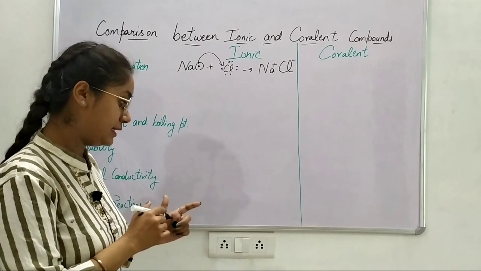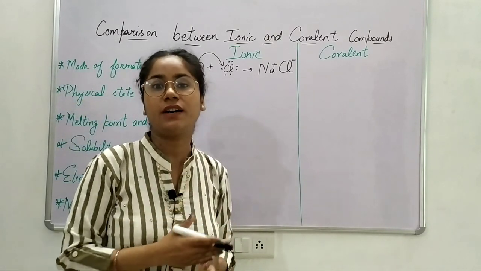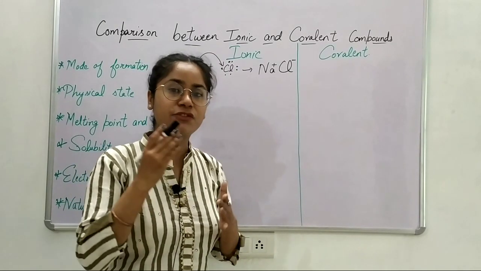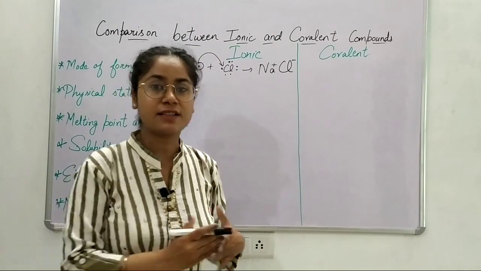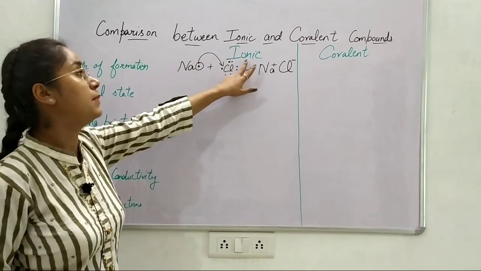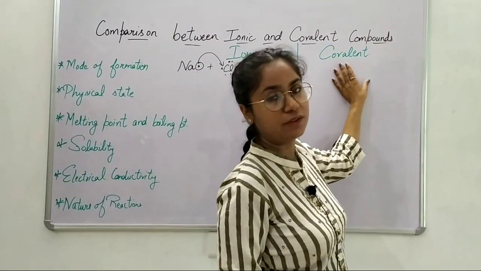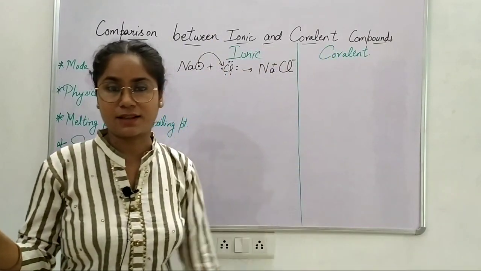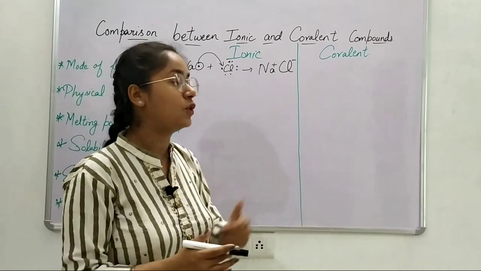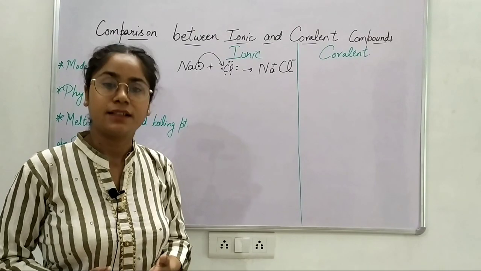That means these compounds are formed only because of the presence of ions. If the electrons are transferred from one atom to another atom and ions have been formed, only then are the ionic compounds formed. But in the case of covalent compounds, nothing happens like this, right? How are covalent compounds formed? By the mutual sharing of electrons.